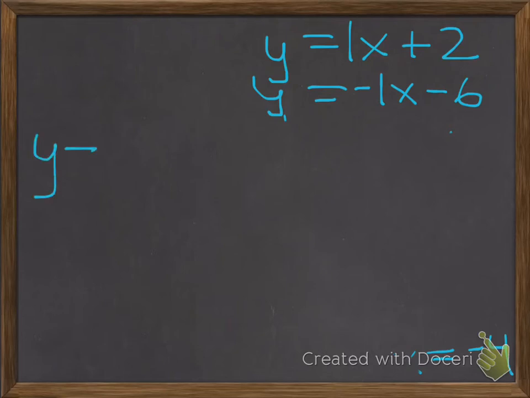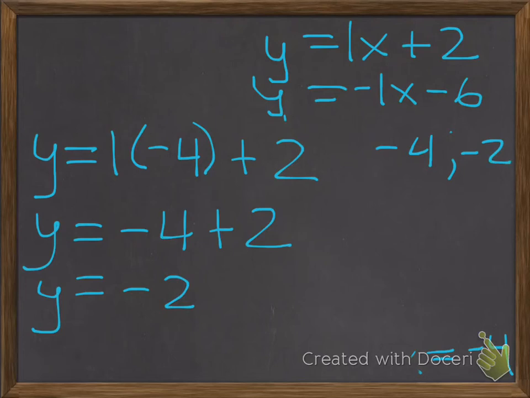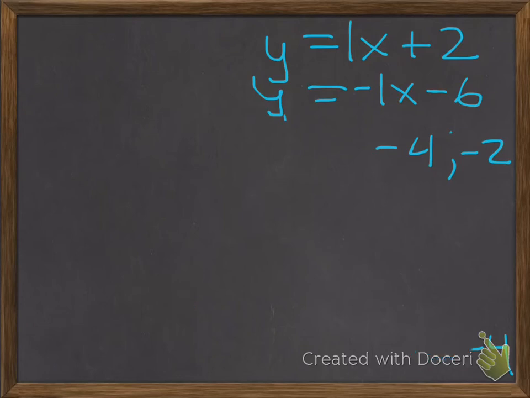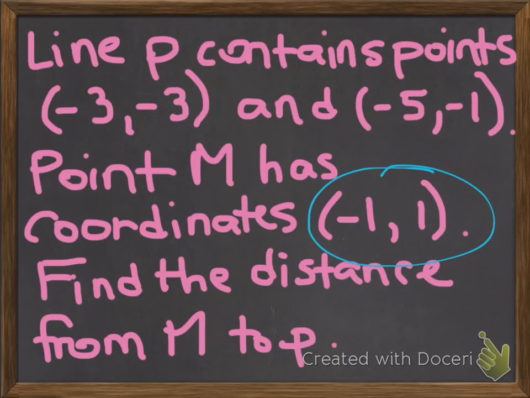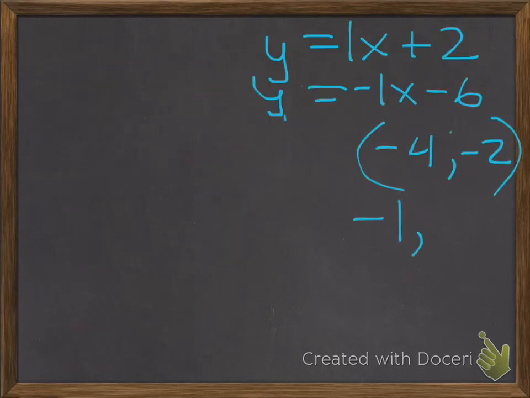So let's say I plug that into the first one. I get negative 4 plus 2, or negative 2. So my point is negative 4, negative 2. Now I'm going to find the distance between the two equations, so I need to use this point that I have, that I just found, and I need to use the point back where we were given it in the beginning, negative 1, 1. And I'm going to find the distance.